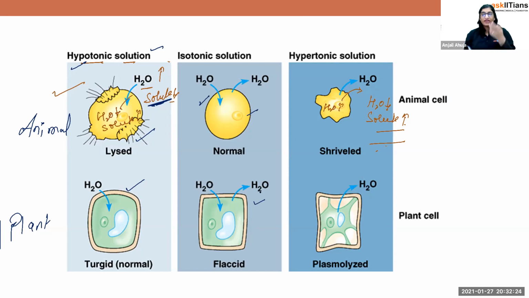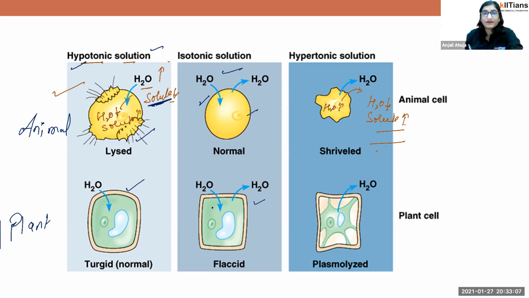Actually, if I define flaccid, it means that the internal content does not have turgor pressure. Turgor pressure means when the cell content is pushing the wall. I'm so sorry, guys. Let me just explain it. When the cell content is pushing the wall, that's turgor pressure. But flaccid means the cell content is present at the center and has no power to push the wall. It is not pushing the wall. Is that clear?